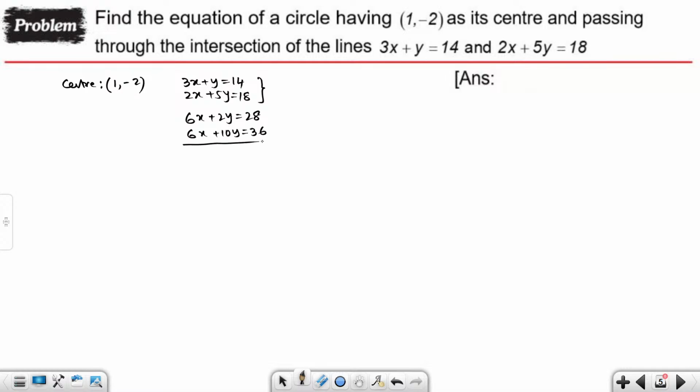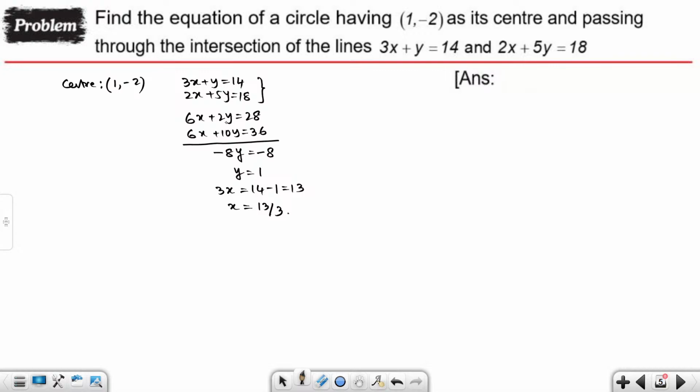So if we subtract, y is coming to 1. And if I put y in the first equation, we are getting x is coming to 13 over 3. Is it clear to all?